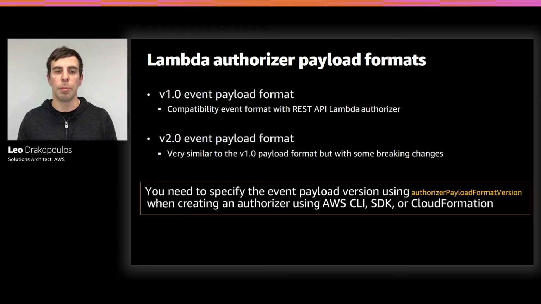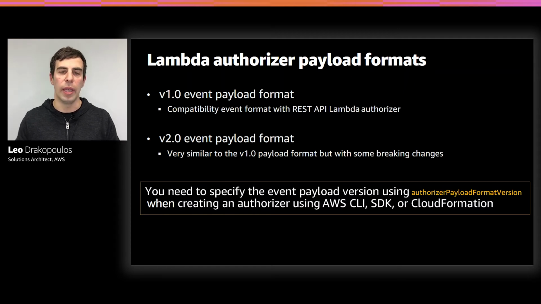So version 1 of event payload provides a compatibility event format with the REST API Lambda authorizers. So remember I told you there are 2 different versions of APIs that you can use on API Gateway, REST and HTTP API. So here we have REST API Lambda authorizers. And with version 1, if you are already users of the REST API Lambda authorizers, since there is compatibility between the 2, you can get those Lambda authorizers and reuse them with HTTP APIs.